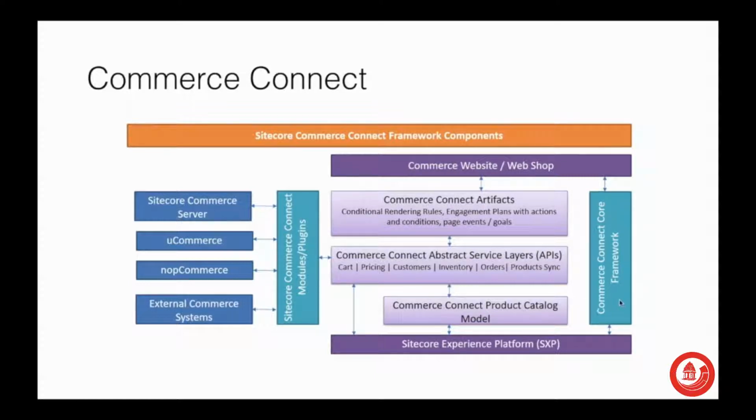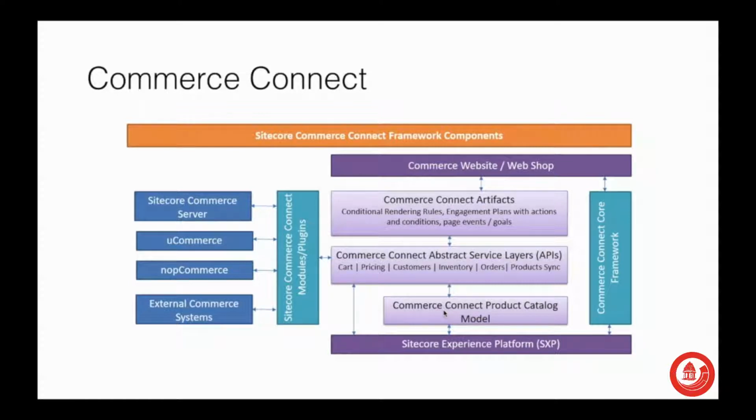So in the Commerce Connect core, you have the Commerce Connect product catalog model. This product catalog model is basically Sitecore templates for each item that you can think of in the product catalog. For example, product category, product attribute, or any aspect that you can think of in the product world. Each of them will be a template in the product catalog model.